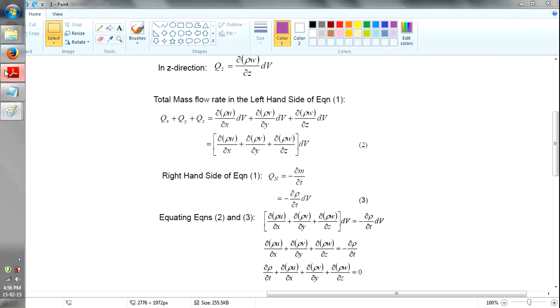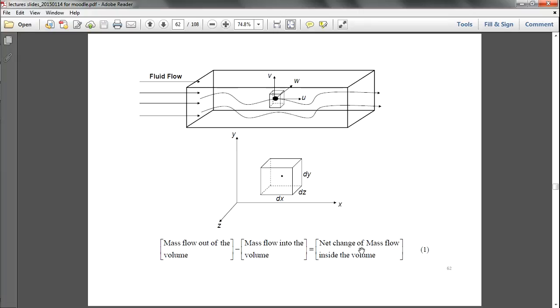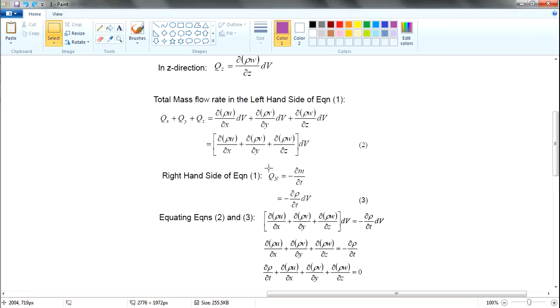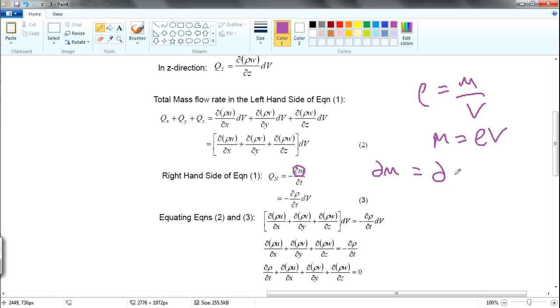For the right hand side of the equation, which is this one, the net change of mass inside the volume is taken by this equation over here. It is some small amount of mass over a small amount of time. As you remember, density is equal to mass over volume, so mass is just density times volume. Therefore you can rewrite this small mass as small density times volume, right?